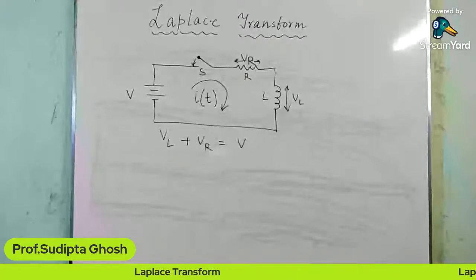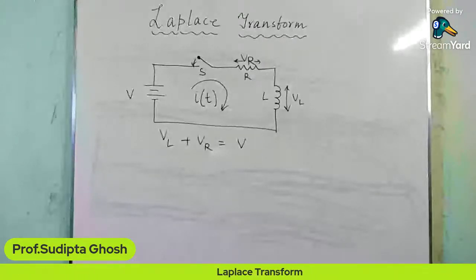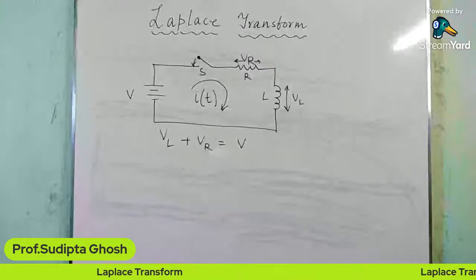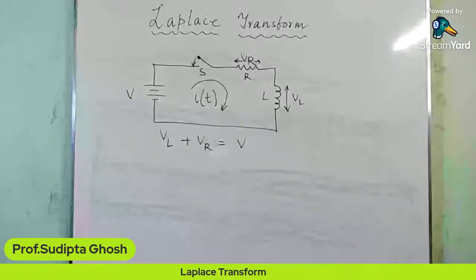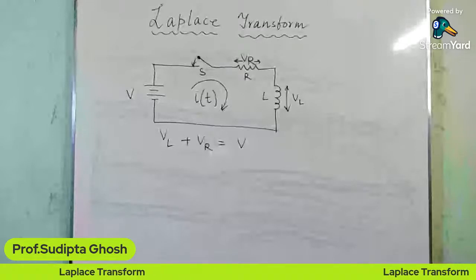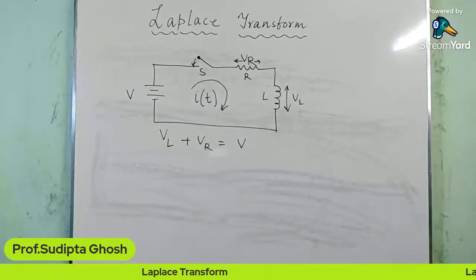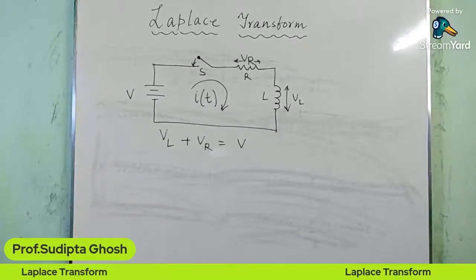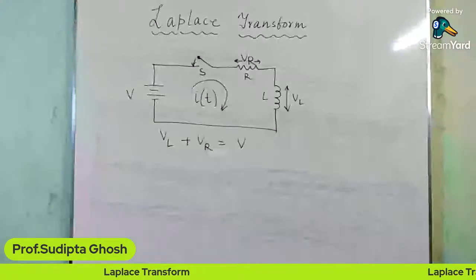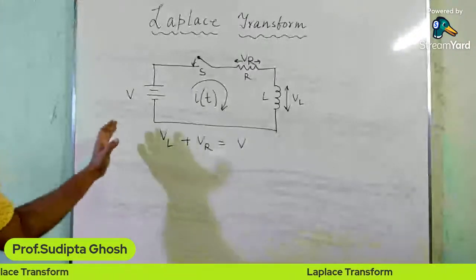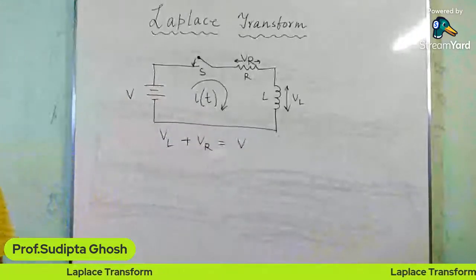So while writing this KVL equation, as you know, to apply the Laplace transform you must have a function which is either a function of time or a function of frequency. But here the voltage value is a constant voltage. So we are going to consider a unit step function u(t). So if we make a product of V with this unit step function u(t), now what is the unit step function?